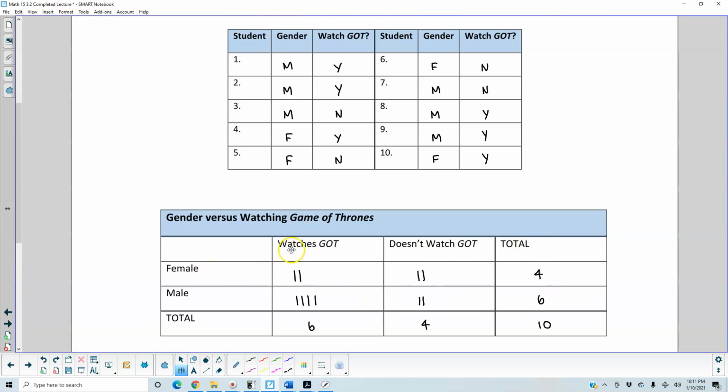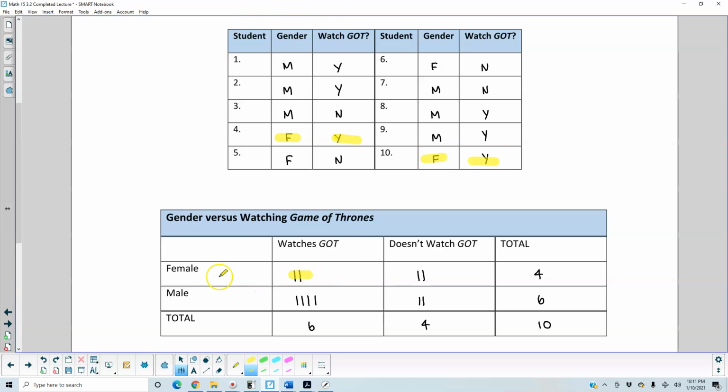So for females, how many watched Game of Thrones? Well, we look here, we have one female here. So there's one female that watches. And then there's another one here at 10. So that gave us 2.